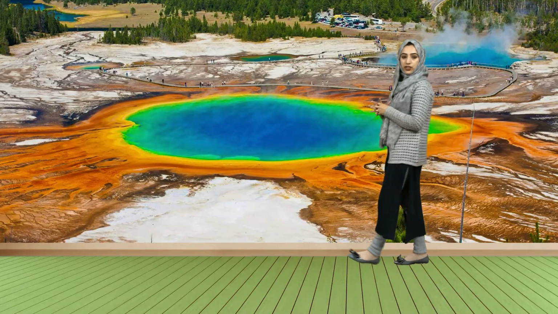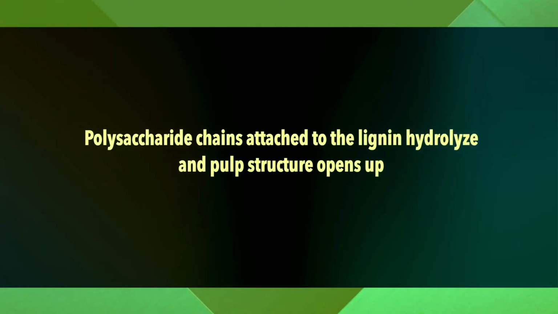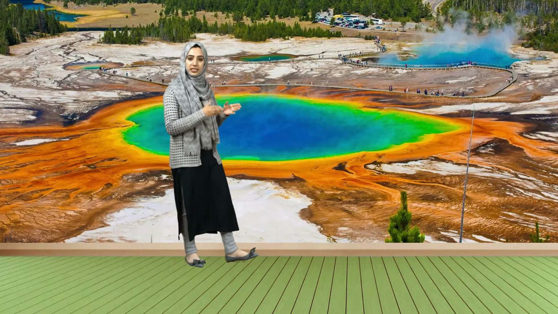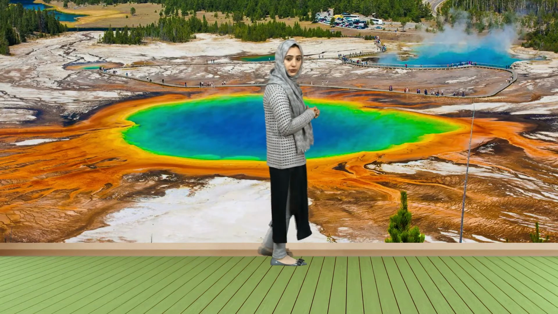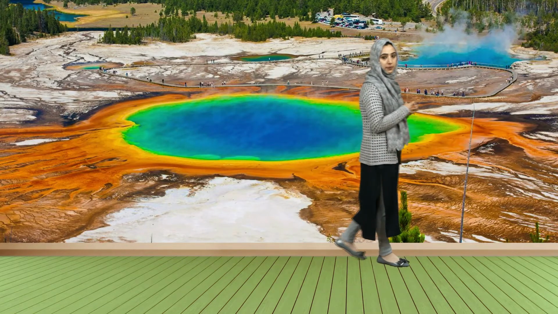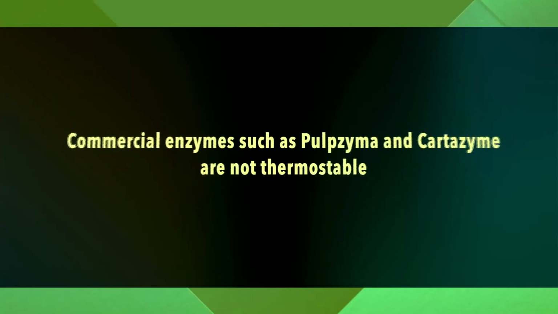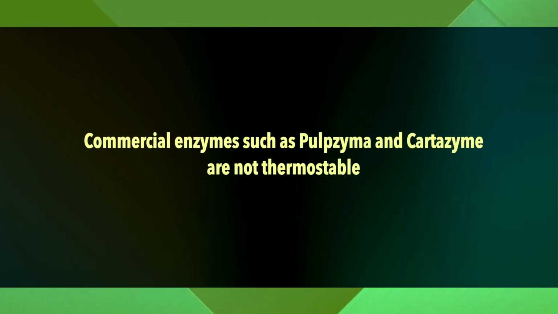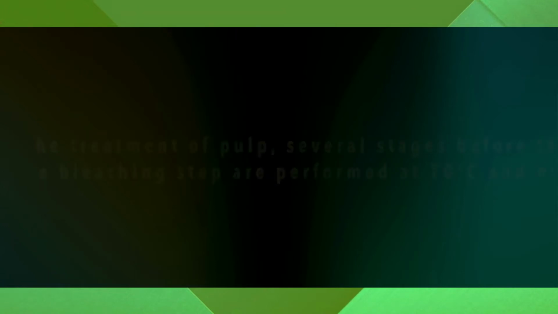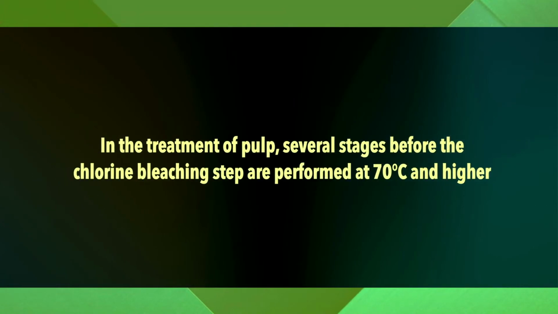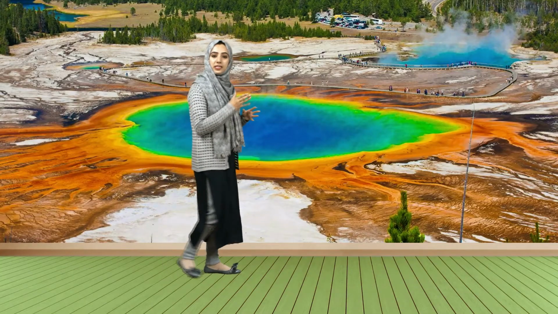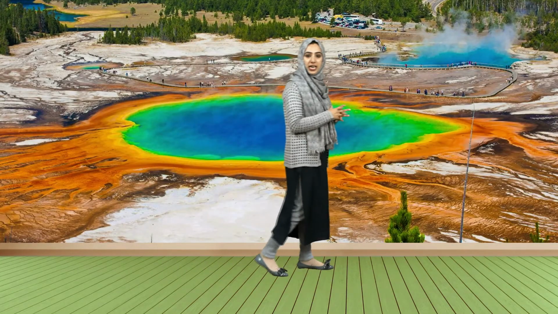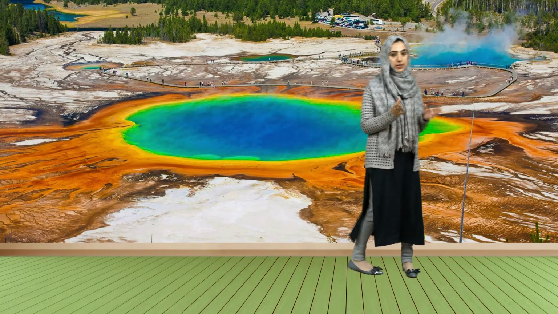During the enzymatic bleaching process, the polysaccharide chains attached to the lignin hydrolyze and the pulp structure opens up. In this way, the consumption of bleaching chemicals can be reduced, while higher fiber optical brightness is obtained. Commercial enzymes such as Pulpzyme and Cartazyme are not thermostable. In the treatment of pulp, several stages before the chlorine bleaching step are performed at 70 degrees and higher. Consequently, pulp must be cooled before the enzymatic treatment and reheated for subsequent processing steps.